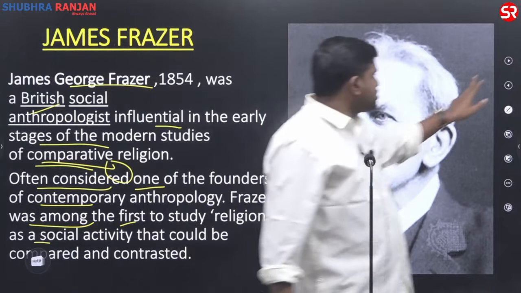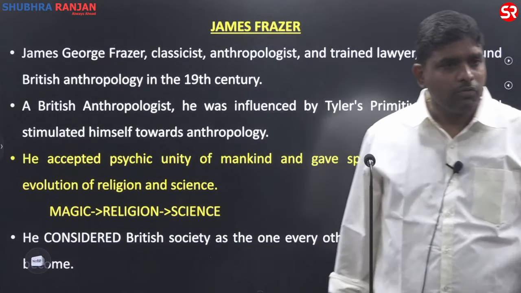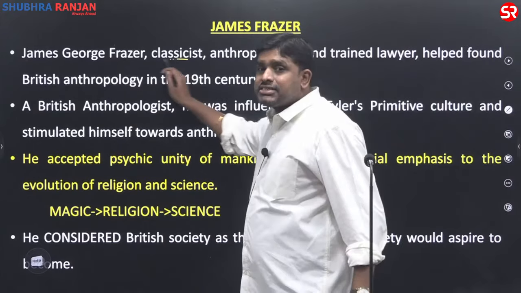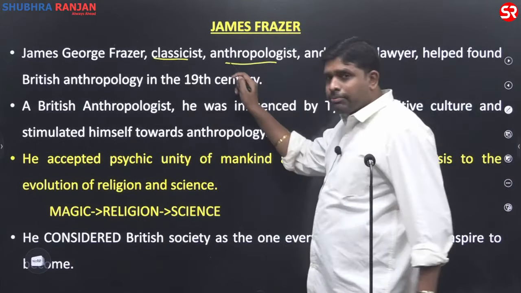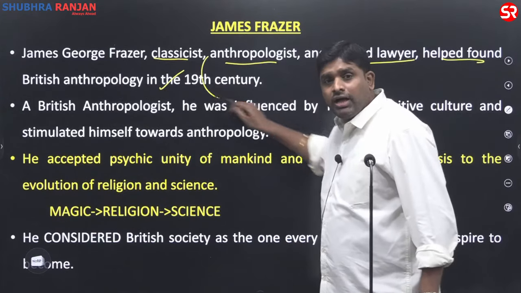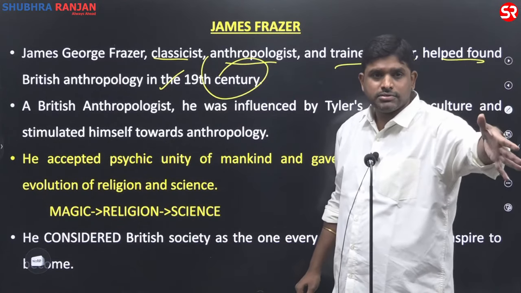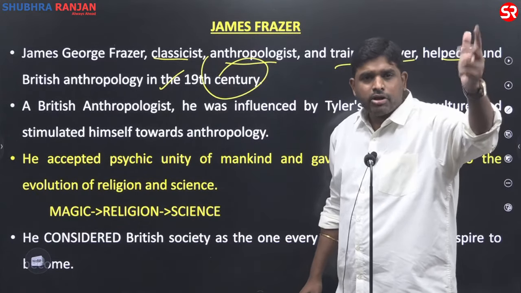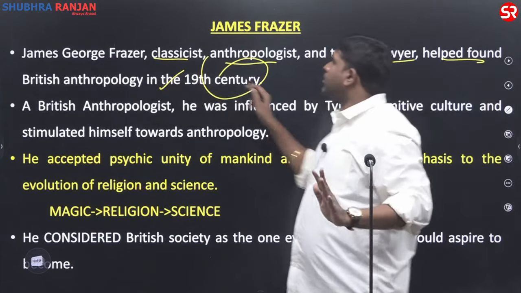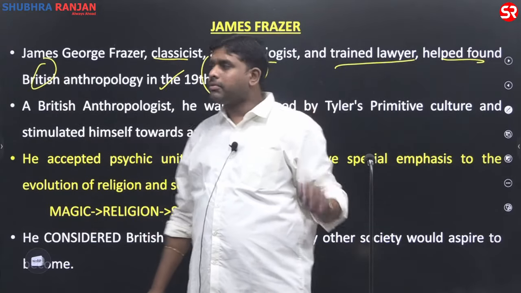He is also a British anthropologist. What are his contributions? He is also a classicist, a classical anthropologist, a trained lawyer, who helped found British anthropology in the 19th century. So these three are called early anthropologists: E.B. Taylor, Henry Morgan, James Frazer. Britisher. Country names you ought to remember.